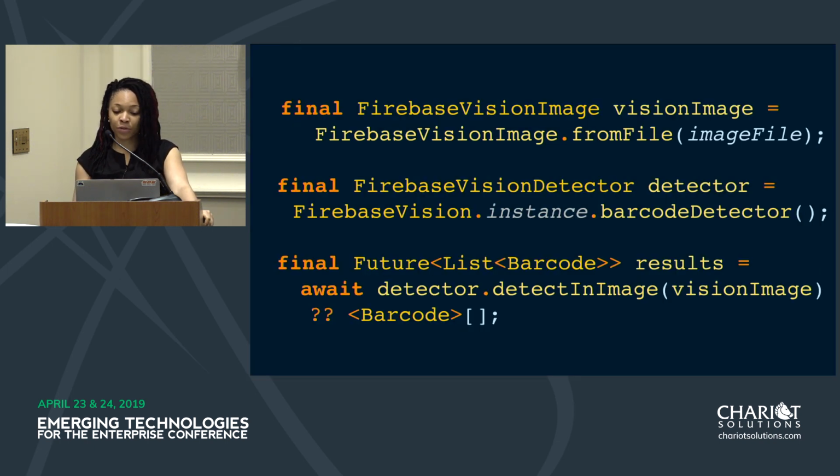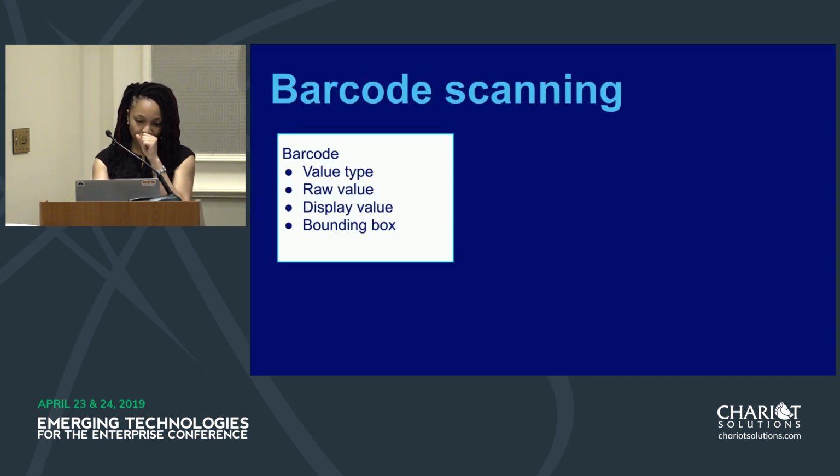The code is similar to before. It returns to you a list of barcodes, and this is what a barcode looks like. It has the value type. The value type tells you what type of barcode it is. Is it Wi-Fi? Is it contact information? Is it a phone number? What's the content of the barcode? And then it returns the bounding box. The bounding box is the same as in the other APIs, where it just shows you the box around where the barcode is in the image. And then the raw value is the value inside of the barcode. So if it's the numbers at the bottom, or numbers that the barcode is encoding, the raw value will have that.